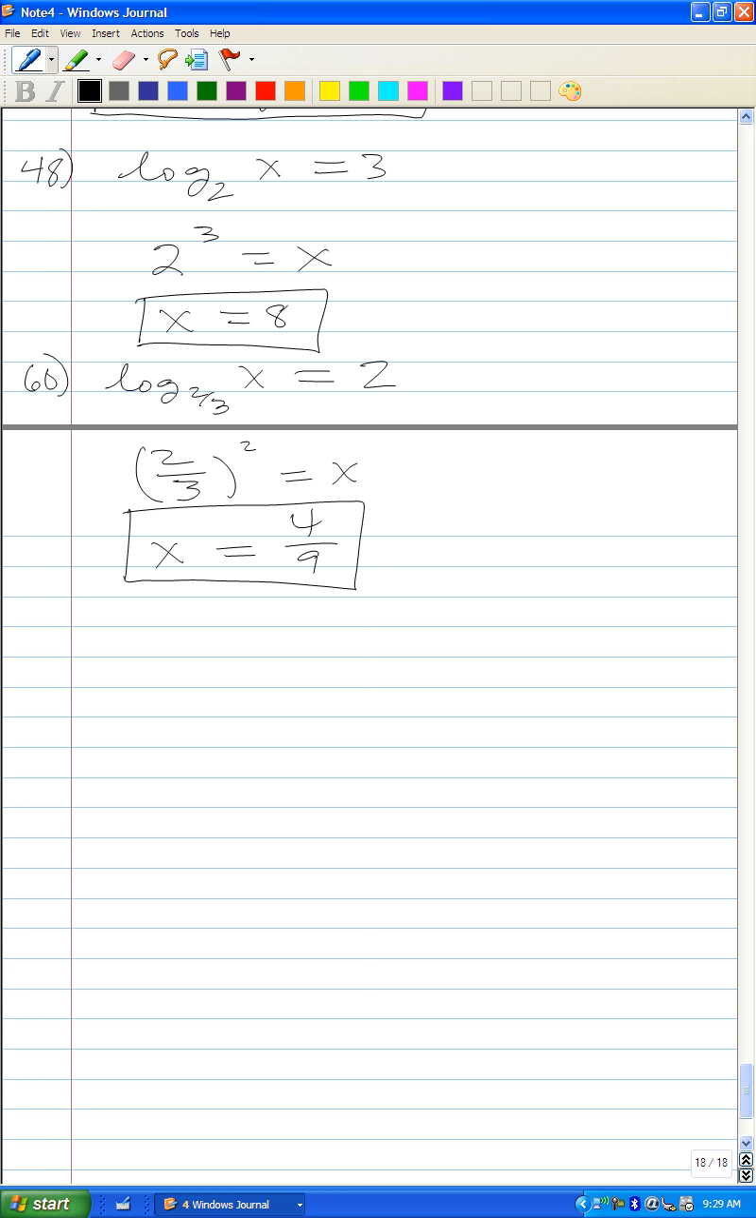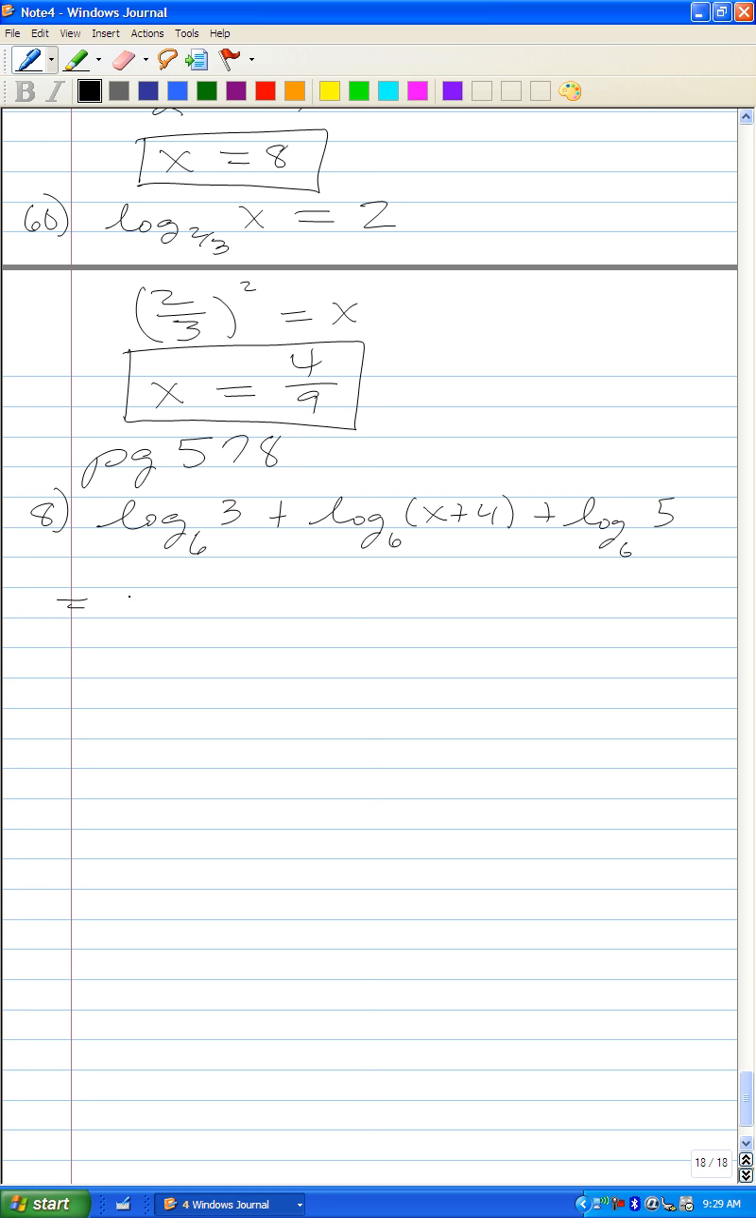Let's do section 9.6, page 578. Problem number 8. Log base 6 of 3 plus log base 6 of x plus 4 plus log base 6 of 5. Write each sum as a single logarithm. Assume variables represent positive numbers.